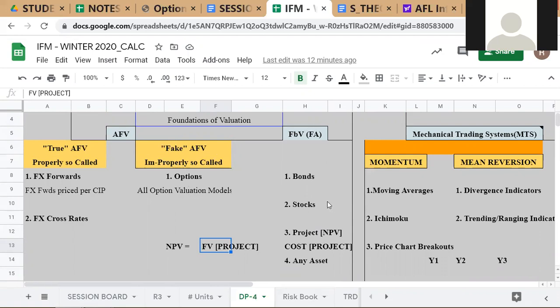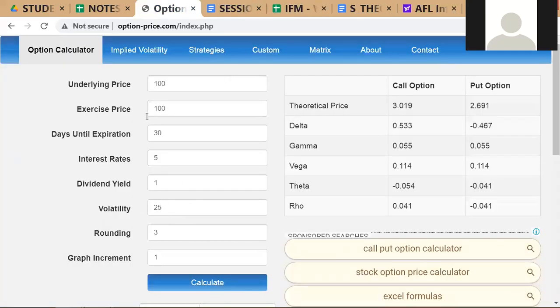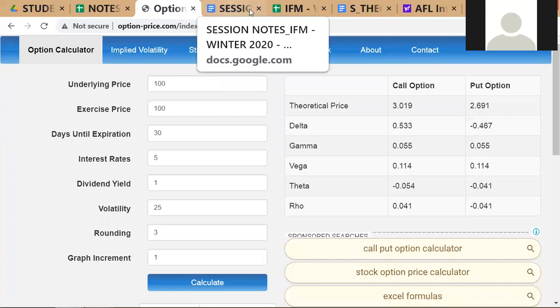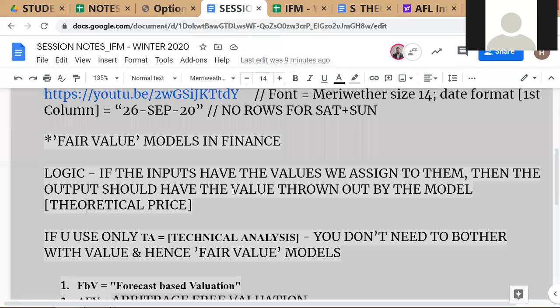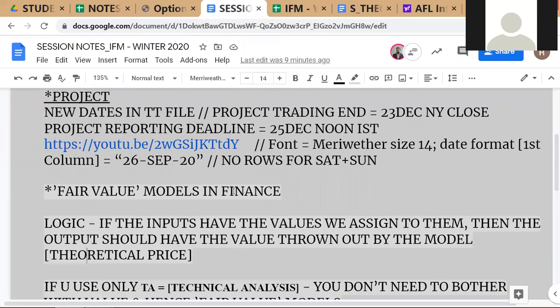Okay. The forecast-based fair value models that you see here, like your stocks and bonds and project costs and all that, these are all subjective models because they are based on your subjective estimates of the cash flows you projected here to arrive at the fair value of the project. These are all projections. There's no guarantee that this will come out to be true, just like there's no guarantee that this will come out to be true. So this is the point. So you have to understand this. This is why these are fake fair value models, fake AFV models. But these are all fair value models. Okay, so let's go back to this. So I spent quite a bit of time on this, but they're very important concepts. It's important that everybody understands this.